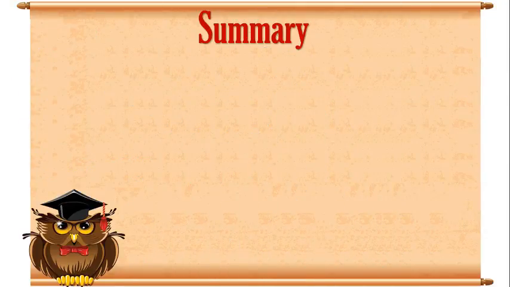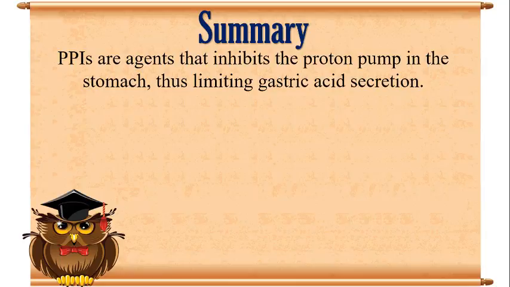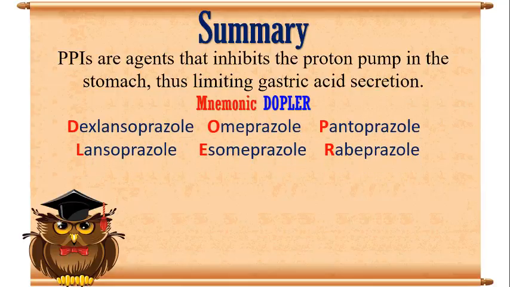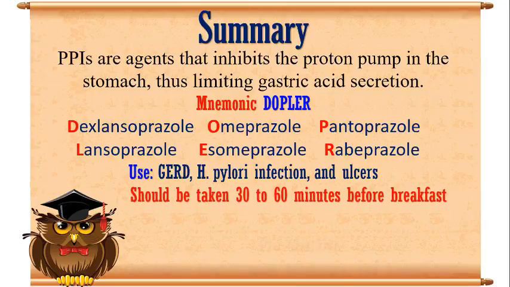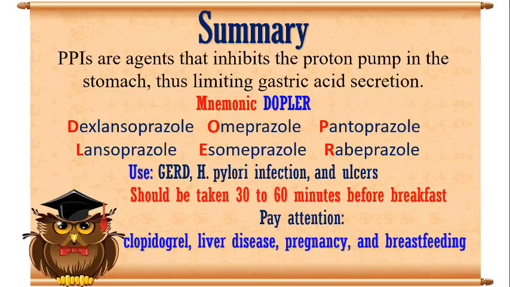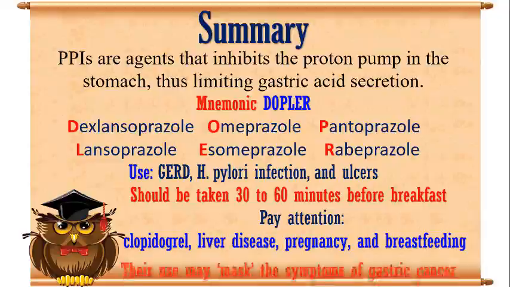Now let's summarize what we have mentioned before. The PPIs prevent the secretion of gastric acid via inhibiting the proton pump. Never forget the mnemonic Doppler. The use of these drugs may mask the symptoms of gastric cancer. This is a very important point.